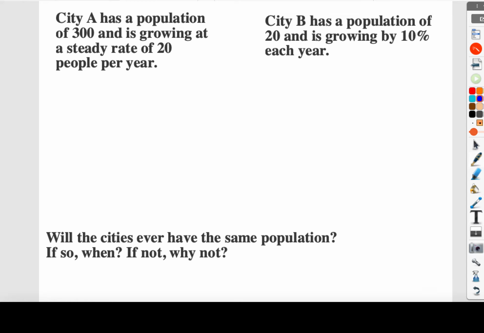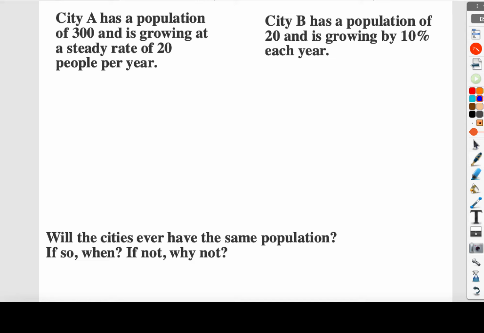All right, this video is going to talk about some applications of solving systems of equations, and we're going to talk about it in two different ways. First of all, notice that City A has a population of 300 and is growing at a steady rate of 20 people per year. And we're going to apply these methods of why would we use systems of equations. Well, City B also has a population of 20, but it's growing at 10% each year. So they're both growing in population, but the real question is, will the cities ever have the same population?